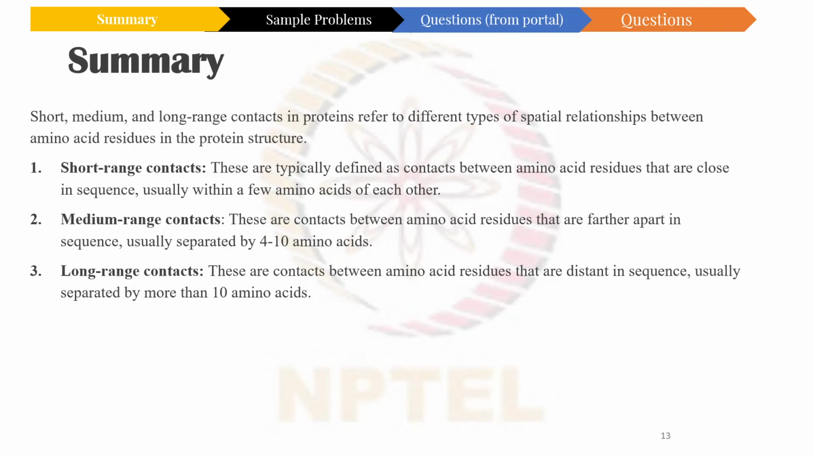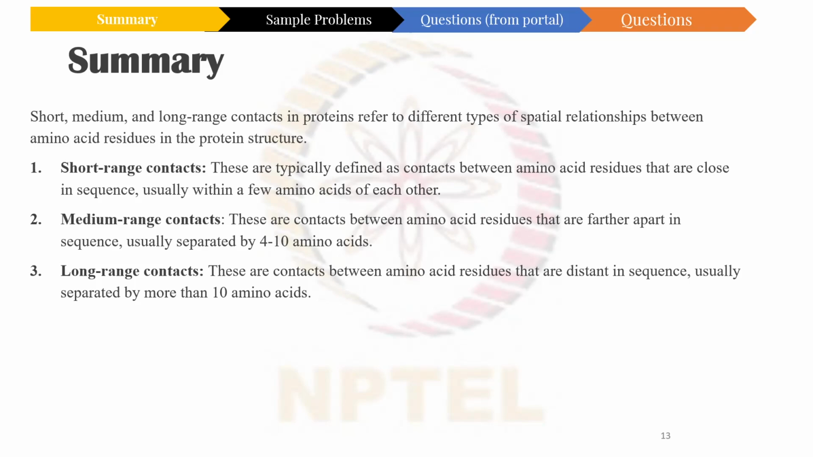So here these three are the types of contacts that are analyzed in a protein structure. These are short range, medium range and long range contacts, and they represent different types of spatial relationships between amino acid residues in the protein structure. Coming to the short range contacts, these are typically defined as the contacts between amino acid residues that are close in sequence, usually within a few amino acids of each other. That is one or two amino acids difference.